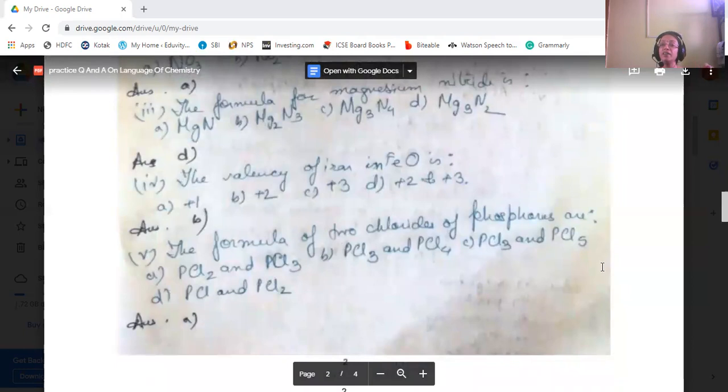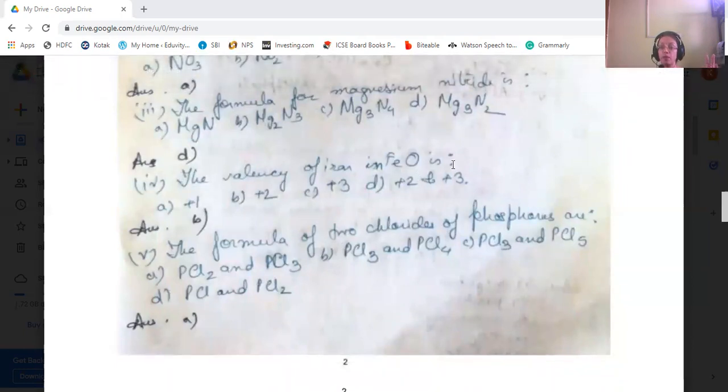The valency of iron in FeO is what? See, Fe and O both have the same valencies. That's why their valencies are not written here. In both the cases, Fe and O have two valencies. So the correct option is +2.